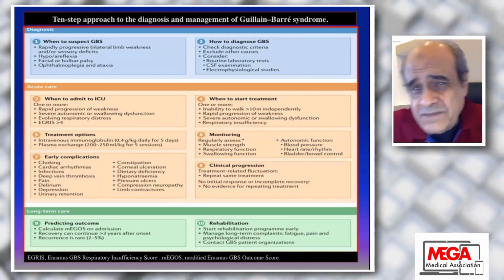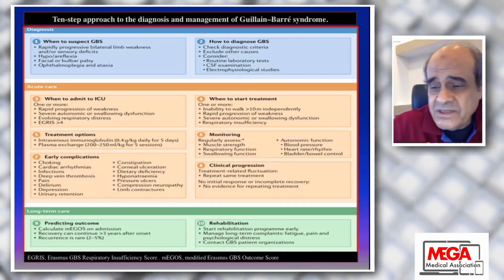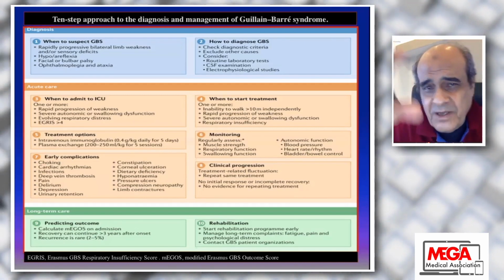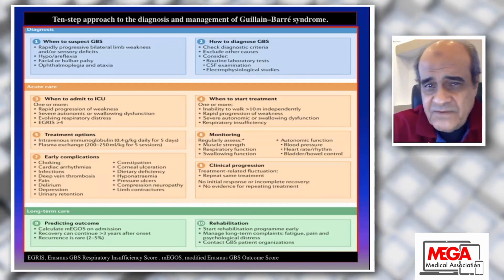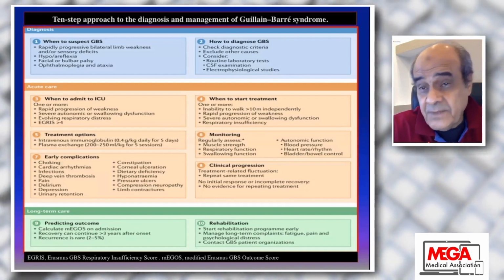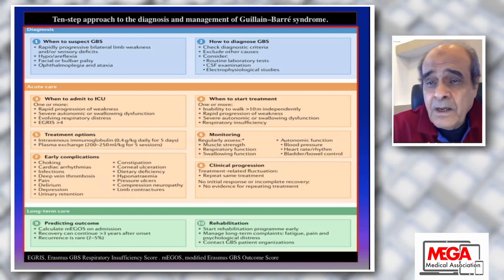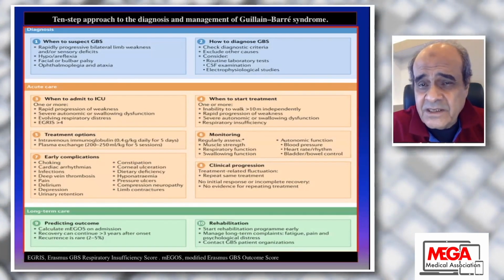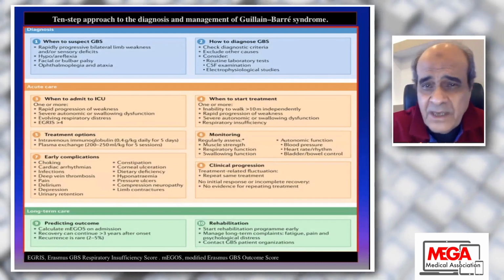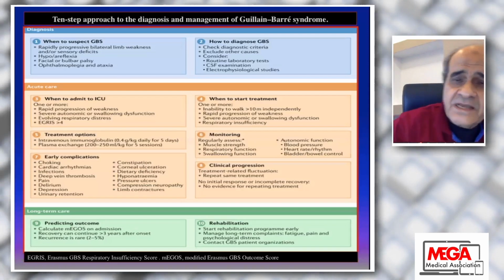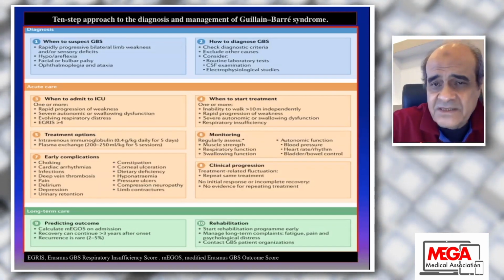How to diagnose Guillain-Barré? Check the diagnostic criteria, and in most muscle diseases, we apply these points also. Exclude other causes of the muscle disease, and consider routine lab tests and CSF examination, specifically in Guillain-Barré syndrome. It will show increased protein in most cases; it may be normal in the early stages, but after that it will exhibit an increase in the protein level in the CSF.